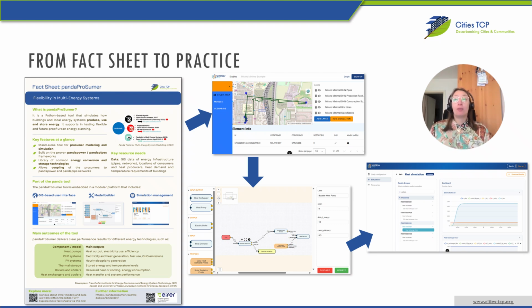So we see here we have a user interface, we have the potential of creating different substations for our prosumers, and then we will get some results from the simulations. More information on PandaProSumer, connected topics, and existing examples is available within the results of the IEA Cities Task 2 and the connected experts within this task.